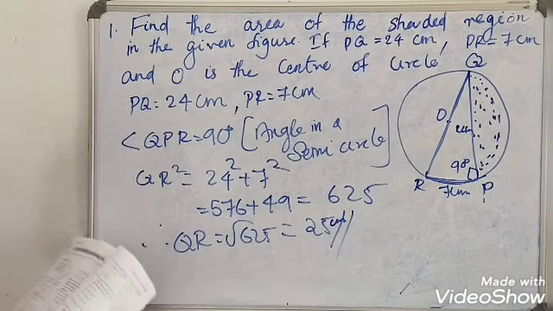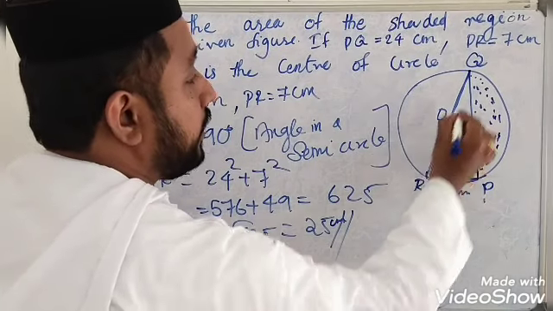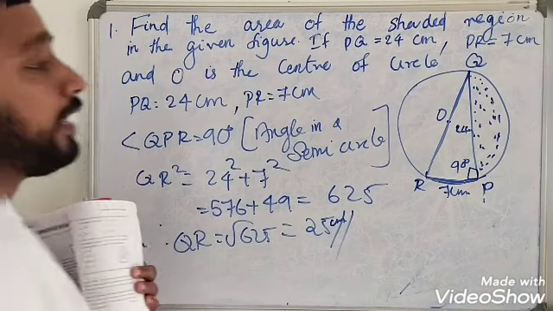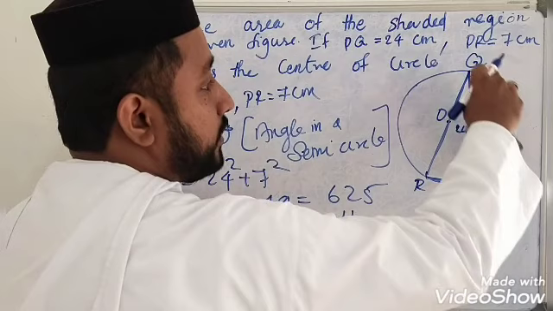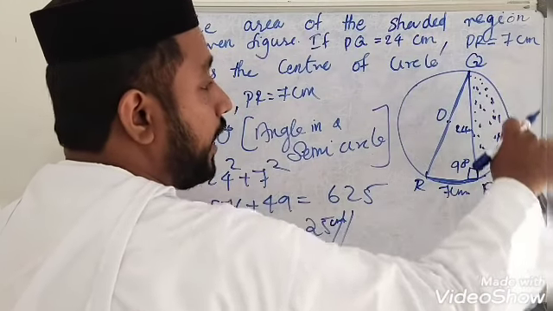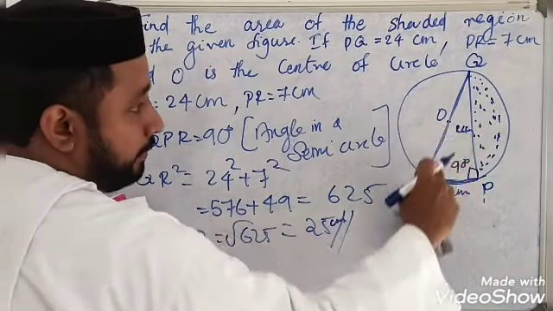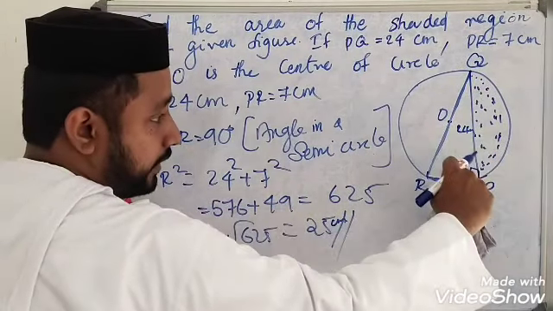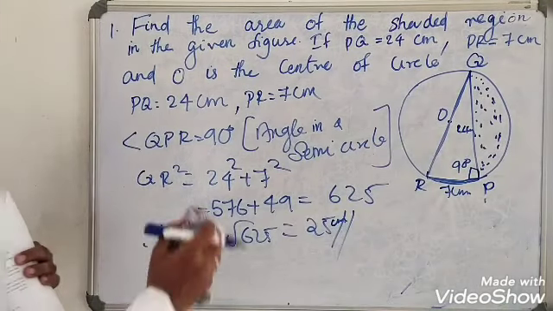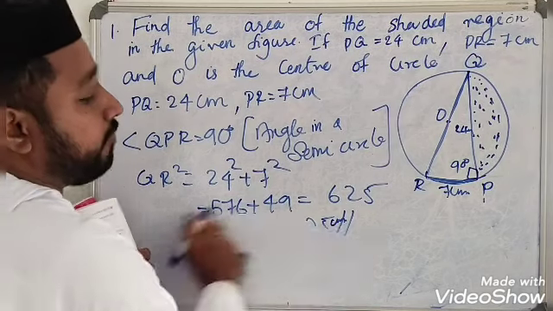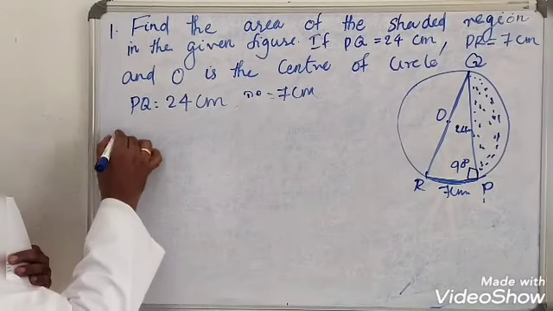Now we have to find the area of the shaded region. So look at this triangle and this is the semicircle. So the shaded region means area of this semicircle minus area of this triangle. When we subtract the area of this triangle, then we will get the area of the shaded region. So area of shaded portion.